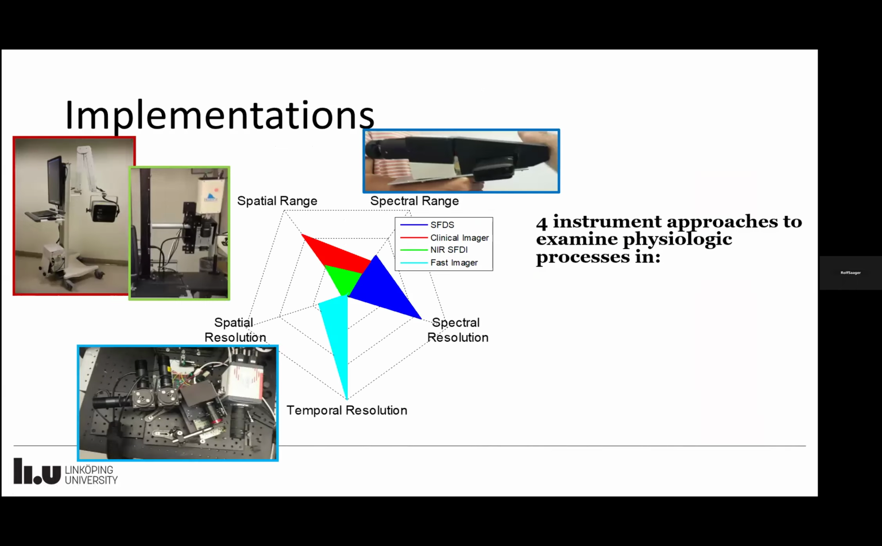So yeah, that's the basic data process, and we got 10 minutes left, so we get to go through all the fun stuff really fast. So what do you do with it? What are the different implementations? With spatial frequency domain imaging, there's a lot of flexibility. There's a lot of places to explore.